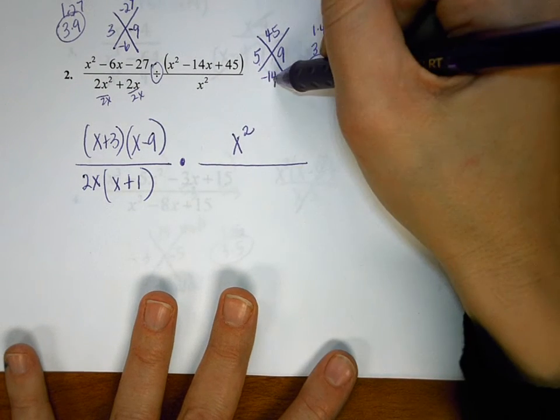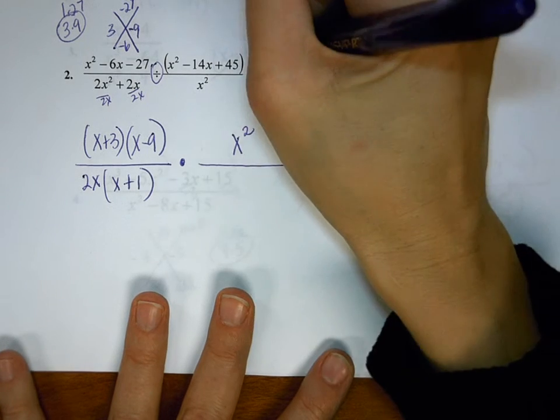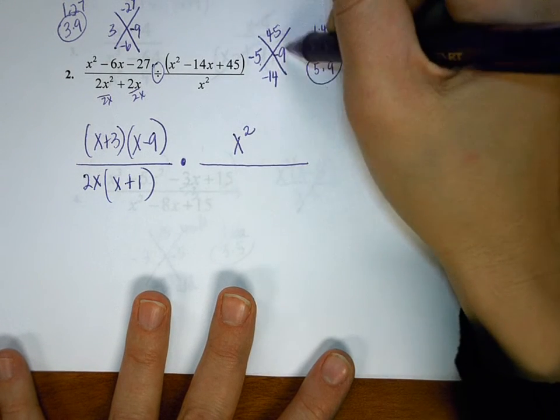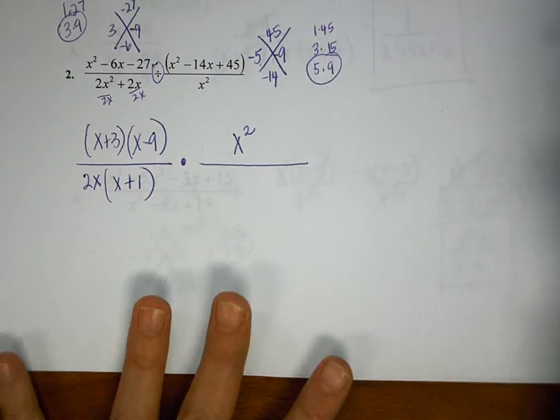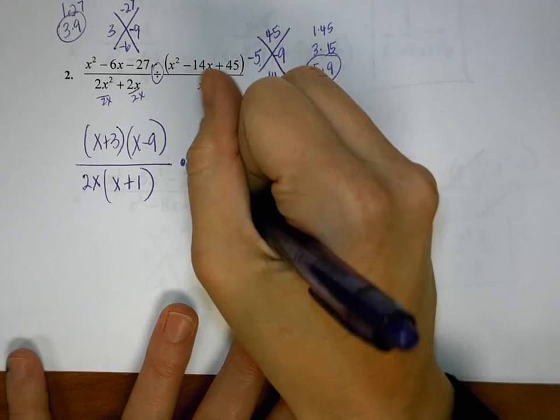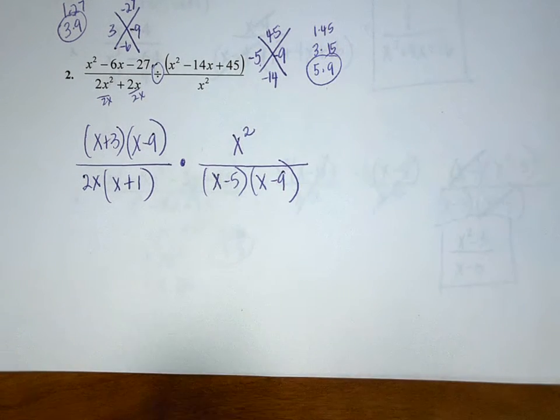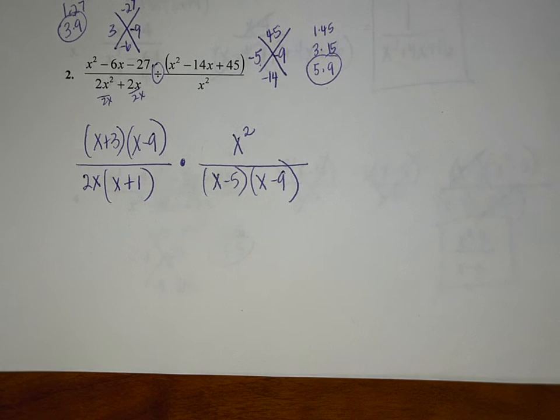In order for it to be a negative 14 and a positive 45, both of these have to be negatives. So those add to be negative 14 and multiply to be positive 45. So when I write my factors on the bottom, I have x minus 5 and an x minus 9. So now we just go through and see if there are any like terms that we can reduce.